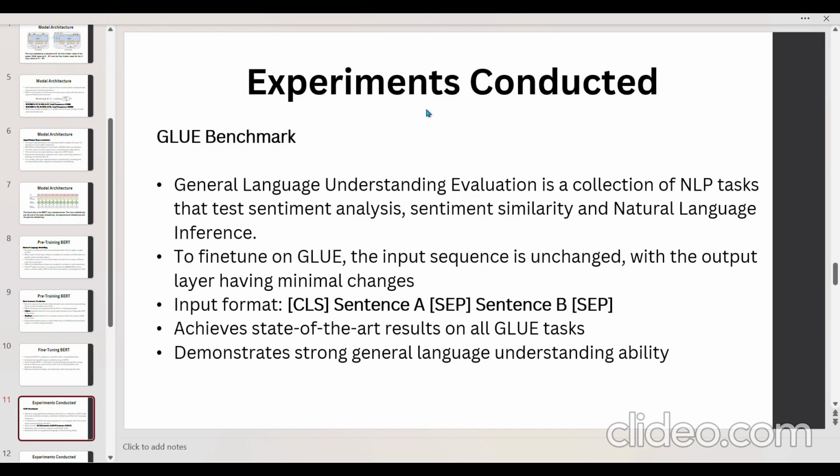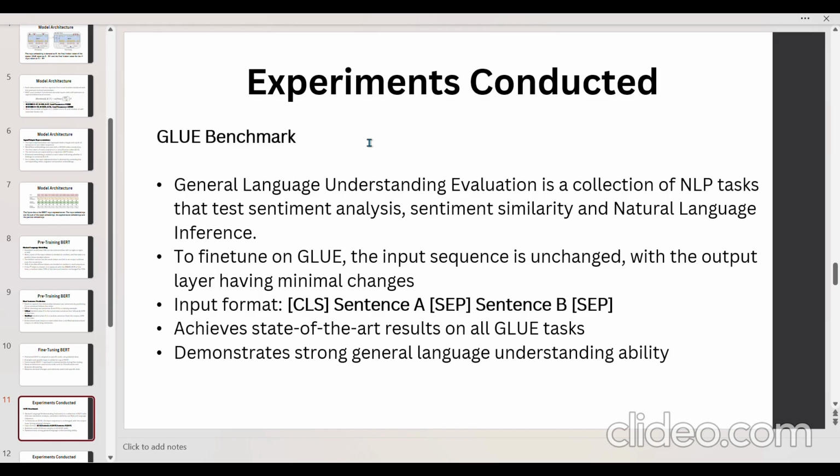This brings us to the experiments that were conducted on the BERT model. Two major experiments conducted were the GLUE benchmark and the Stanford Question Answering Dataset. The first one, GLUE, or General Language Understanding Evaluation, is a collection of a large number of natural language understanding tasks. These tasks are designed to test sentiment analysis, sentence similarity, and natural language inference.